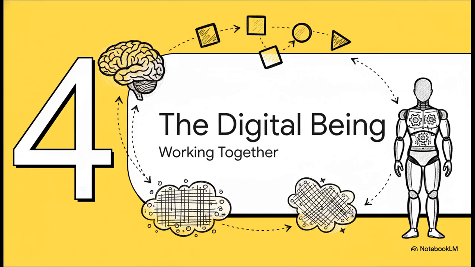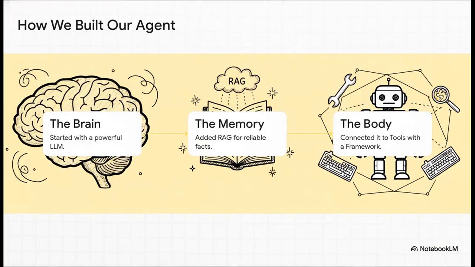We've brought together the brain, the memory, and the body to create one system that can reason, remember, and finally, act. So let's do a quick recap. We started with a powerful but kind of flawed LLM brain. Then we gave it a reliable memory using RAG to ground it in solid facts. And finally, we gave it a body using a framework, connecting it to tools so it could actually interact with the digital world.